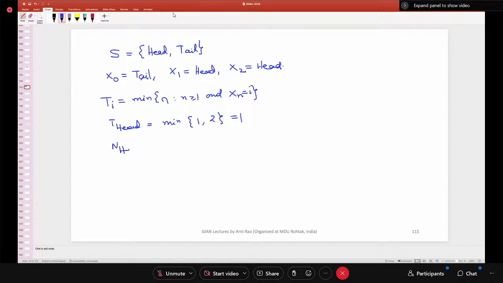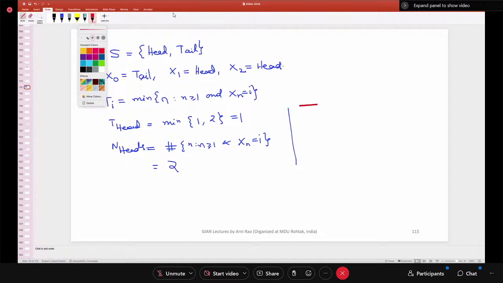N of heads is the number of n such that n greater than or equal to 1 and xn equal to i. That's the definition. This means N of heads is the number of times heads occurred in that experiment, which is equal to 2. So T of heads is 1 and N of heads is 2. Similarly, T of tail.